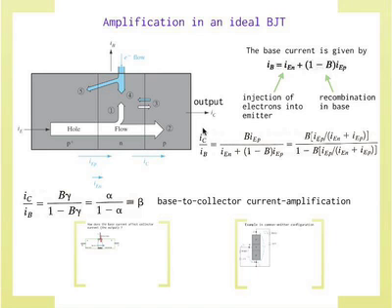Now you can define a collector to base transconductance or amplification. And you can see, we did this last class, you get an expression which looks like that: alpha divided by 1 minus alpha. Since alpha, in principle, can be close to 1, this factor can be rather large. So you can talk about amplification.